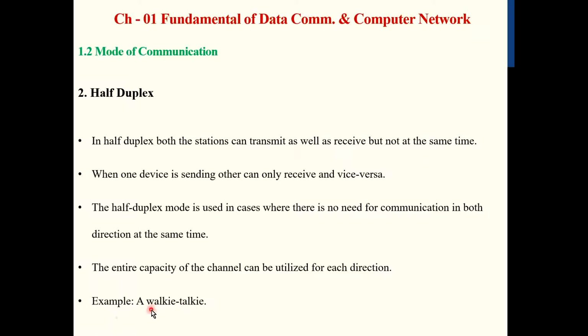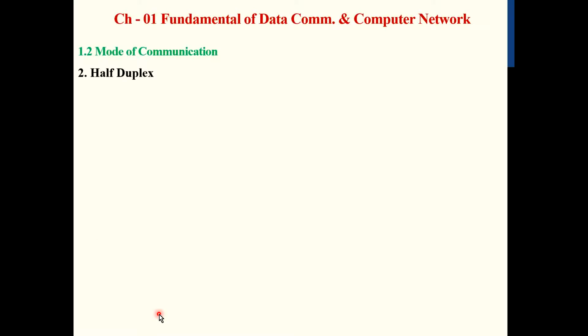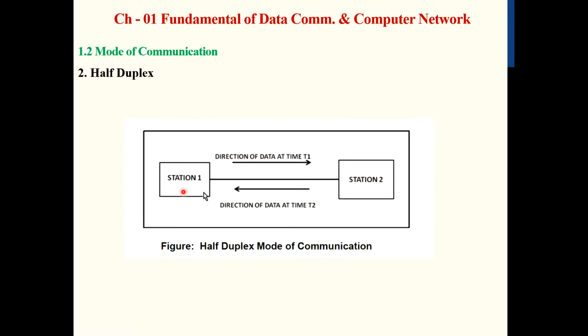The next example is the walkie-talkie. A walkie-talkie is an example of half duplex. In a walkie-talkie, we can send the data and we can also receive the data, but only one direction at a time. In this diagram: station 1, station 2, direction of data at time t1 and direction of data at time t2. At a time only one direction is used to transfer the data. This is called half duplex mode of communication.